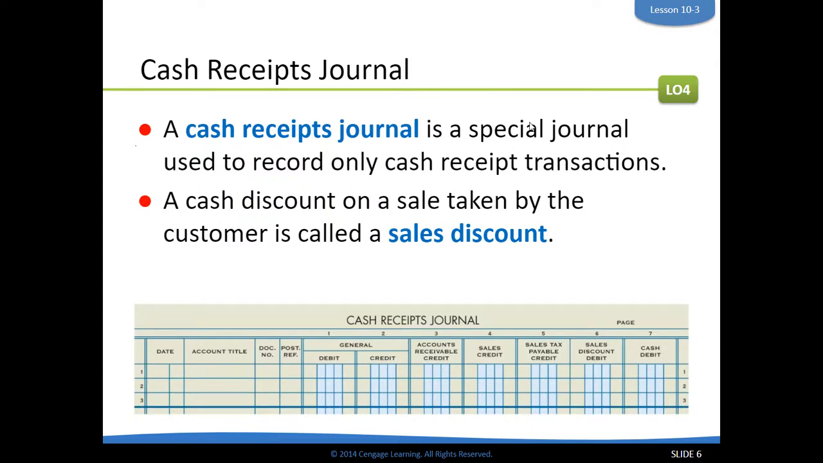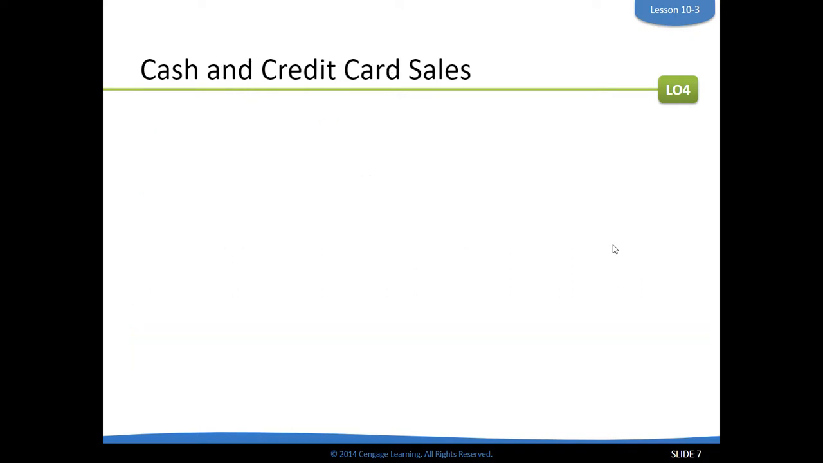So today we are going to start journalizing these sales transactions in the cash receipts journal. So that's going to be utilized specifically for cash receipt transactions. A cash discount is one of the special columns that we're utilizing, and that's going to be if we give a discount to our customers. But also take note of the other special columns like accounts receivable credit, sales tax payable credit, and cash debit.